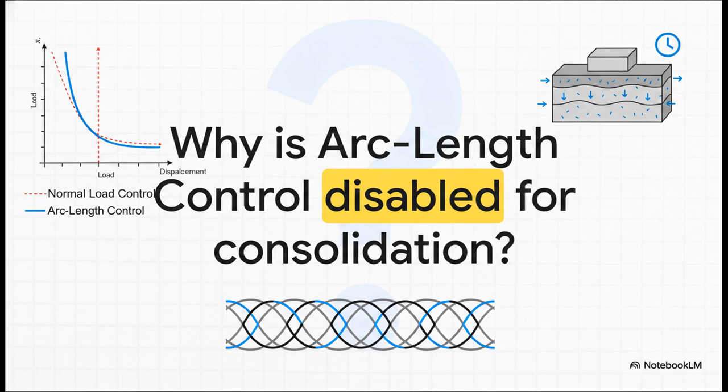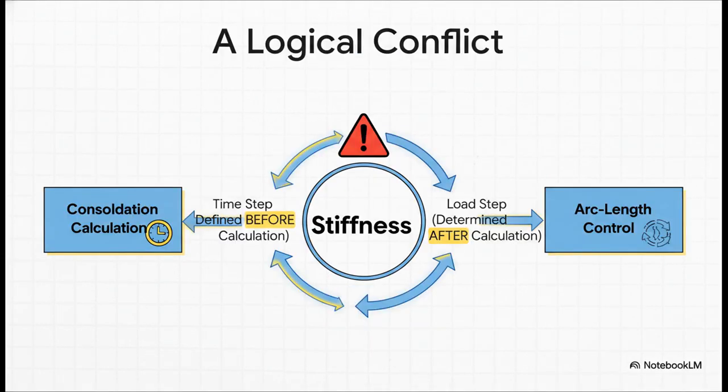So what gives? Why would it stop you from using what we just said is the more accurate method? Well, the reason is actually a fundamental conflict in the math, a real logic puzzle. See, consolidation analysis is all about time. And in those calculations, the stiffness of your material actually depends on the time step you pick. The key is you have to decide that time step before you even start the calculation.